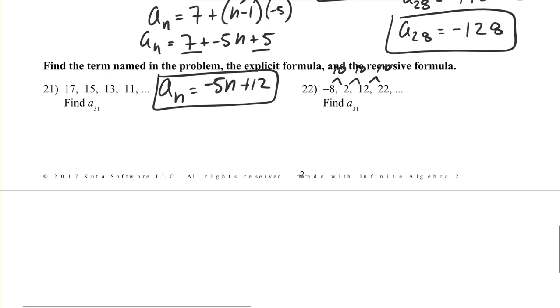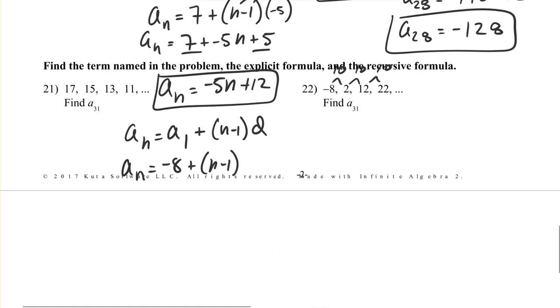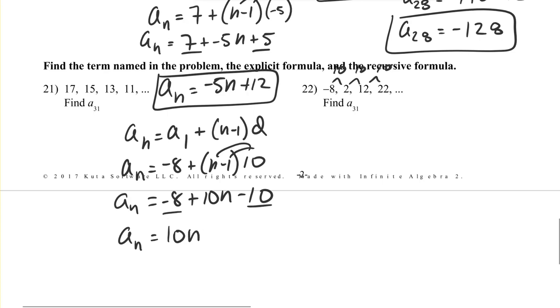So our explicit formula, a sub n equals a sub 1 plus n minus 1 times our common difference. So a sub n equals negative 8 plus n minus 1 times 10. Distribute our 10. Negative 8 plus 10n minus 10. So this is 10n, and negative 8 and negative 10 make negative 18.